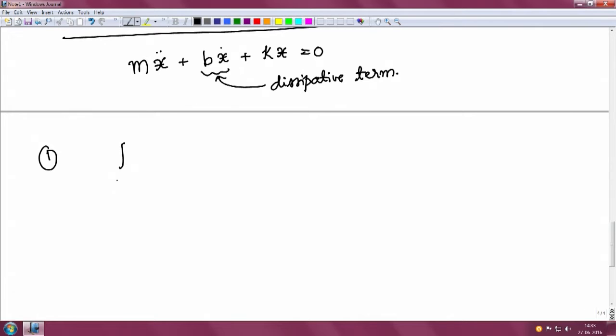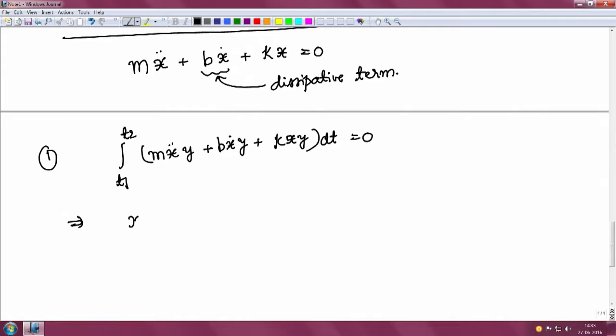Our usual way of doing it, as we just did, let us call it method 1. If we repeat for this problem, we want to do the integral from T1 to T2 of m x double dot y plus b x dot y plus k x y dt equal to 0. Again we will replace this m x double dot y and b x dot y with other terms. When we do that, we were able to get this x double dot y, we said x dot y minus x dot y dot, which goes under the integral.